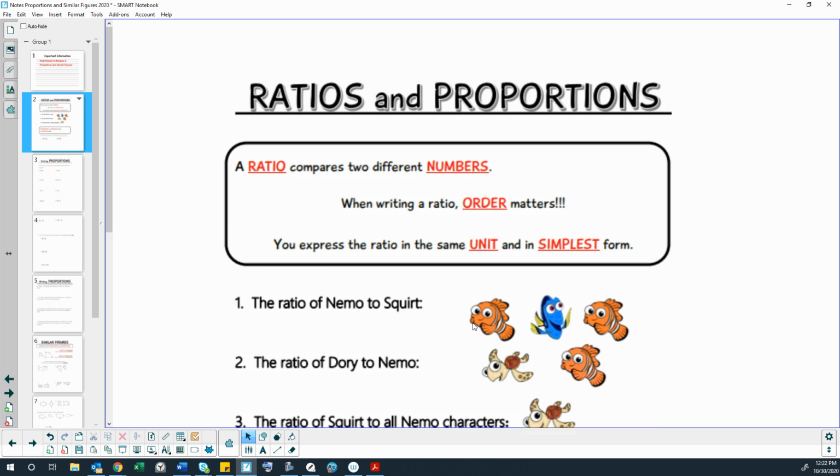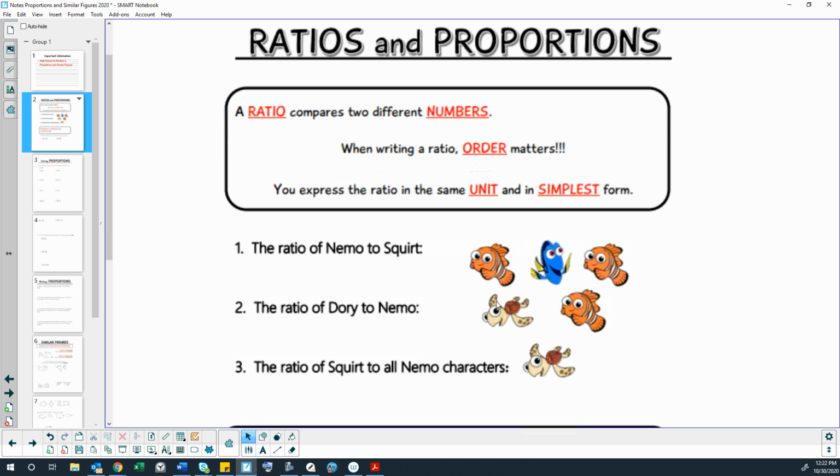Okay, we're going to find some ratios of numbers of pictures we have here from the movie Finding Nemo. So we have Nemo, this little clown fish here, there's 3 of those. And we have his friend Squirt, the sea turtle, 2 of those. And then we have Dory, the blue one here. Okay, so let's count the number of pictures we have and find the ratios. So again, remember, order matters. If we're doing the ratio of Nemo to Squirt, then we need the top number of our ratio to be the number of Nemos and the bottom number of our ratio to be the number of Squirts.